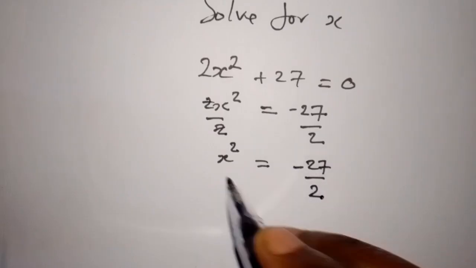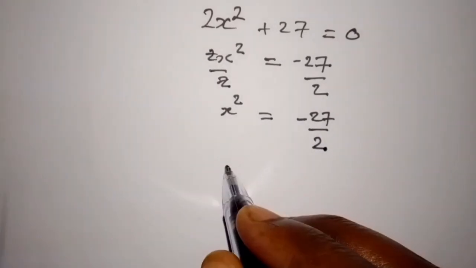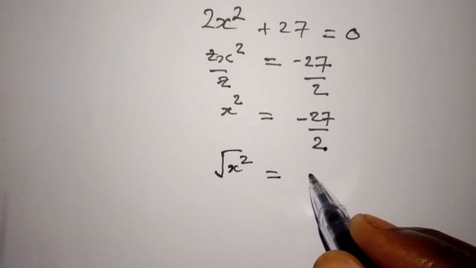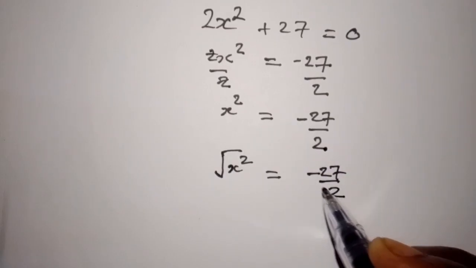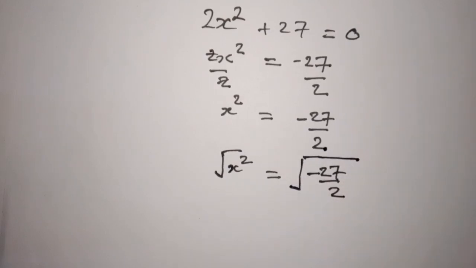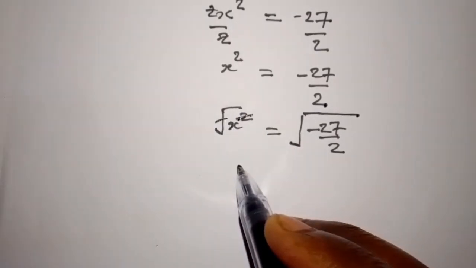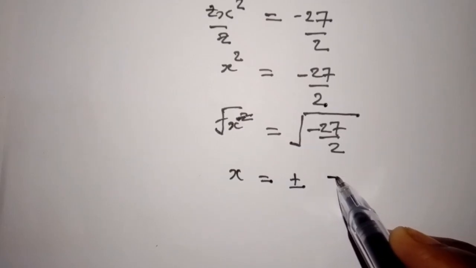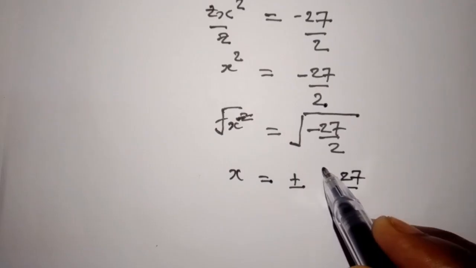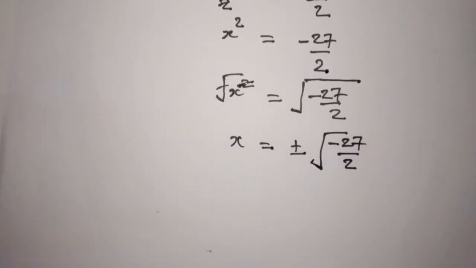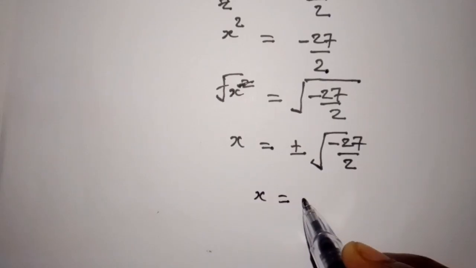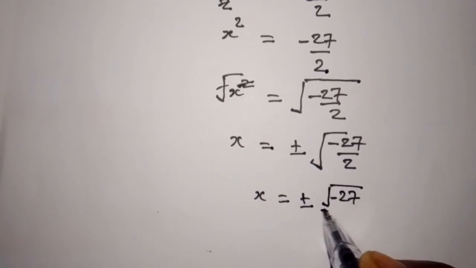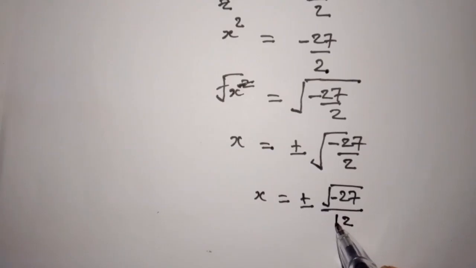We can take square root over both sides. x squared square root is equal to negative 27 over 2 square root. x is equal to plus minus square root of 27 over 2. x is equal to positive negative square root of 27 over square root over 2.